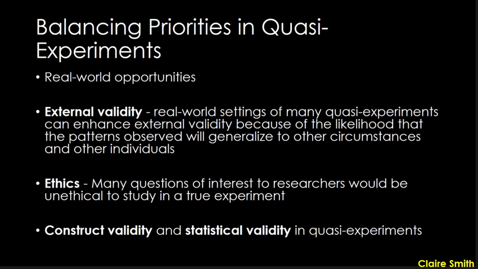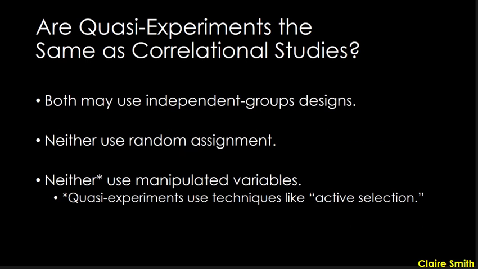Okay. And then final thing about quasi experiments, are they the same as correlational studies? So we talked about a correlational study looking at associations between two variables, and in a lot of cases, these are pretty similar. So both may use independent group designs, and these independent group designs, quasi experiments, are more similar to the correlational studies than our repeated measures. So we're really just talking about independent group designs here.